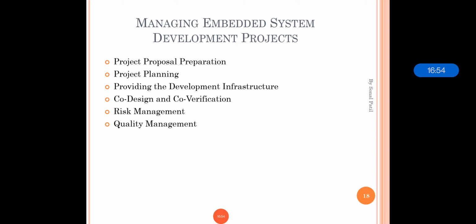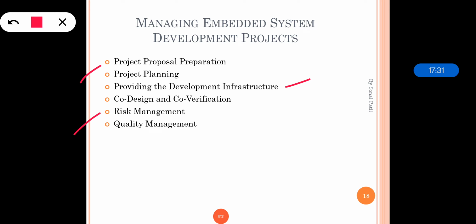In managing an embedded system development project, it contains the project proposal preparation, where the detailed project proposal is prepared, containing all the risks, all the requirements, all the people and required skills. In project planning, the project manager has to prepare the project plan document which clearly indicates the various activities along with the time frames. Then providing the development infrastructure. Many embedded systems have a lack of necessary infrastructure, so it is necessary to have development tools.